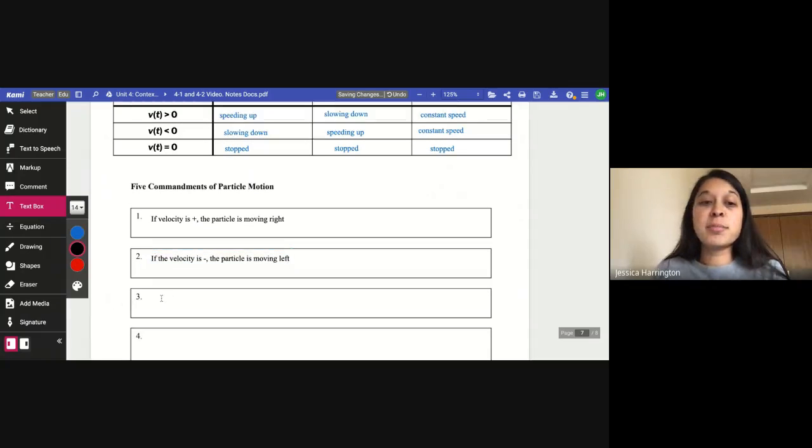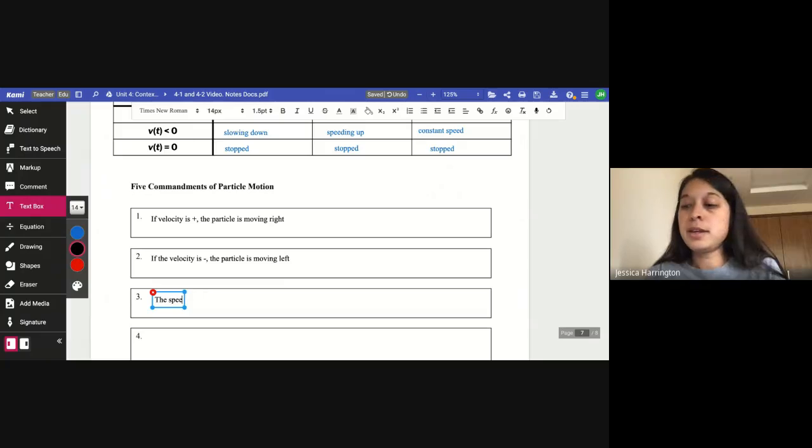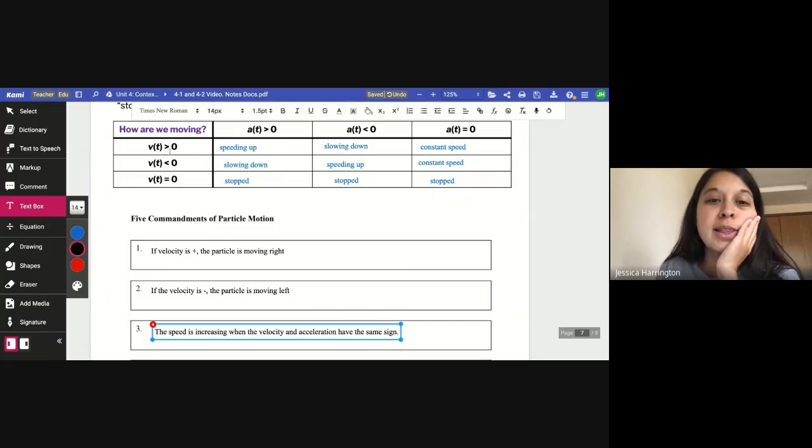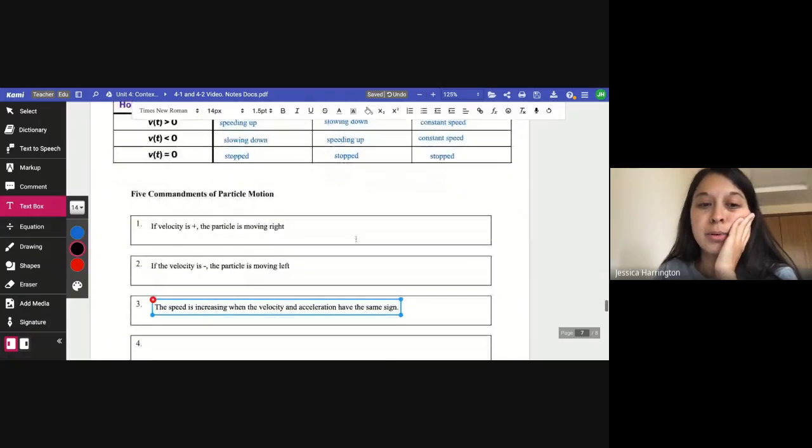And then the speed, remember, which is the absolute value of velocity, is increasing when the velocity and acceleration have the same sign. If we go back up to our table, that's true, right? When the velocity was positive and the acceleration was positive, it's speeding up. When the velocity is negative and the acceleration is negative, it's speeding up.